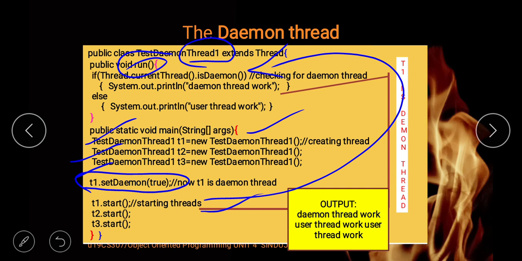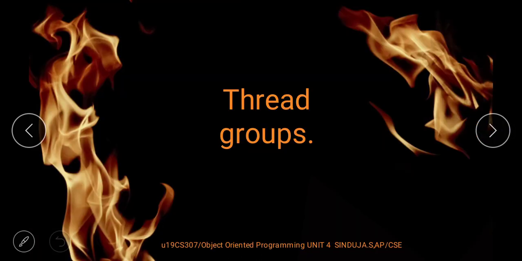When t2.start and t3.start just call the run method, t2 is not set as a daemon, so it will reveal the answer of this if condition to be false. So it will execute your else part, which prints user thread work. Likewise t3 also calls the run method. Here also the if condition is false because the current thread is t3 and it is not a daemon; the isDaemon function gets false here. So it executes your else part.